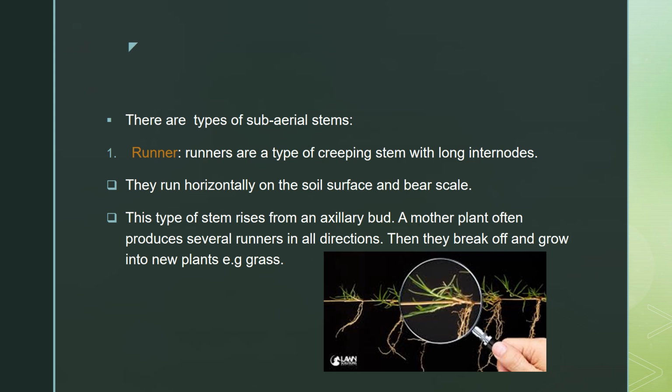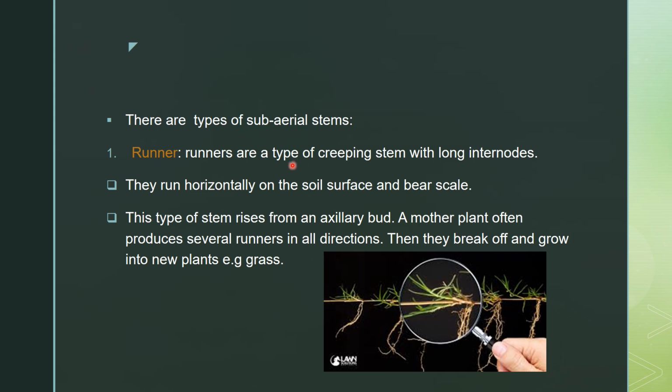There are types of subaerial stems. Number 1, runner. It's a subaerial stem. So it has short aerial branches, as in the picture. They are short aerial branches. Okay, it's a creeper. So it's lying flat on the floor, and it has roots at the nodes of the stem.